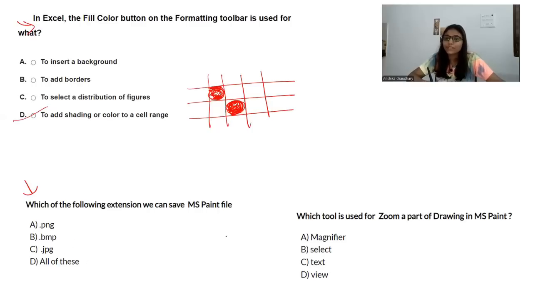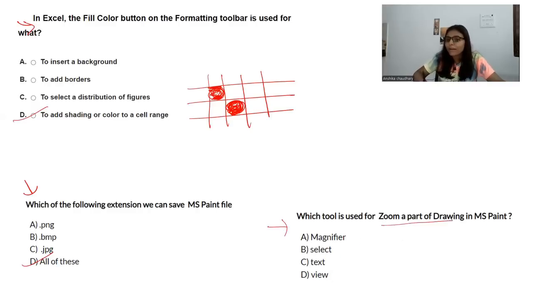PNG, BMP, JPG, all of these. So Paint supports all of these extensions: PNG, BMP, and JPG. All are correct. Let's move on to the next question. Which tool is used to zoom a part of a drawing in MS Paint? Magnifier, select, text, or view.